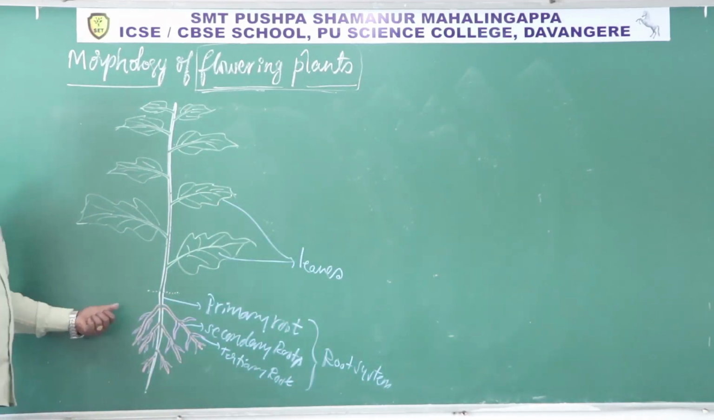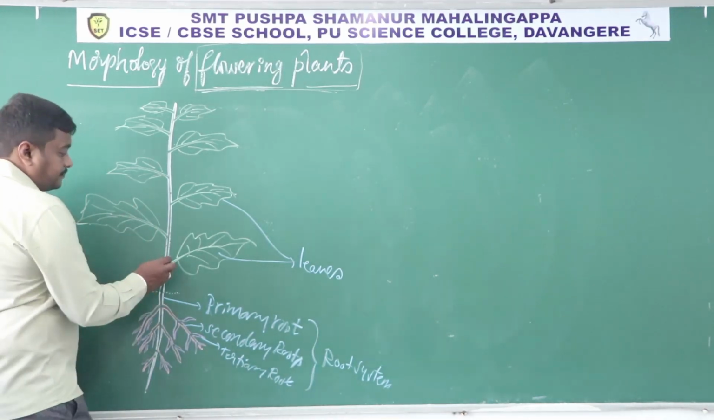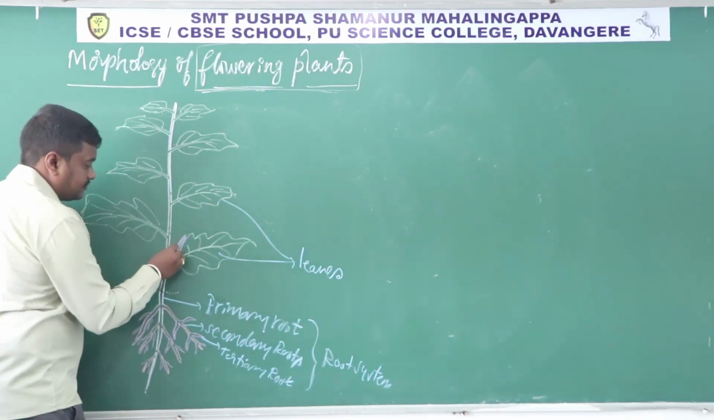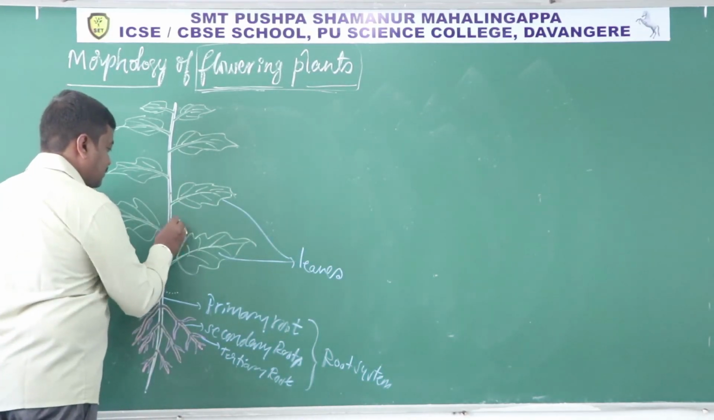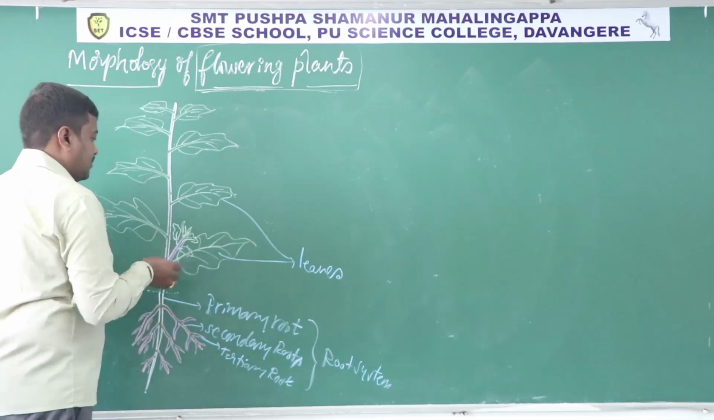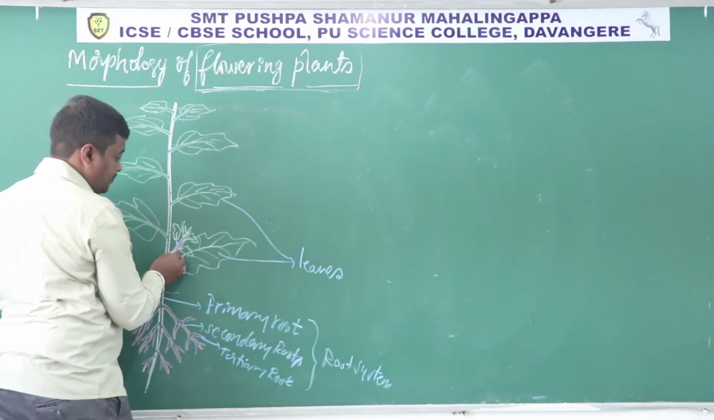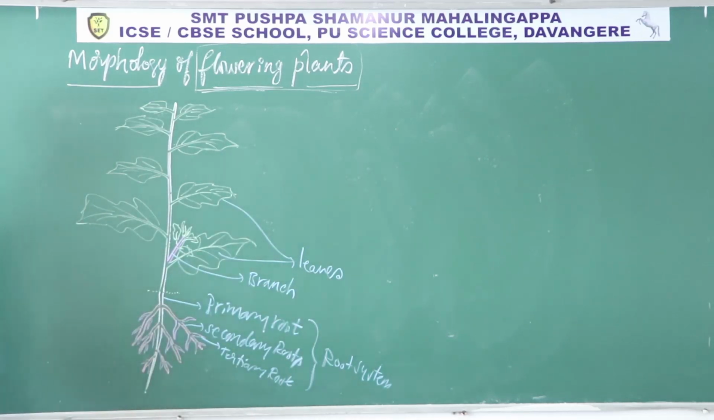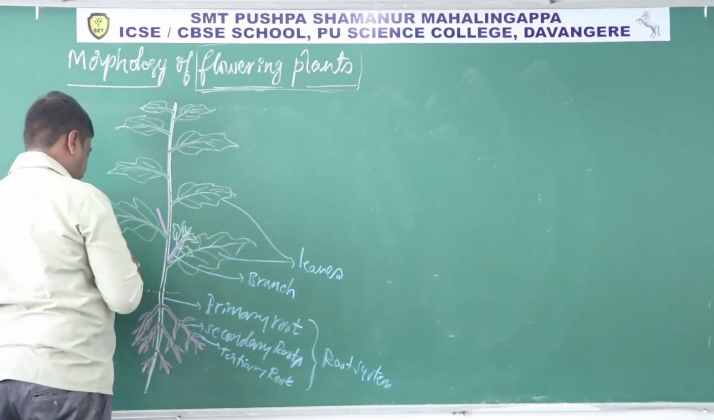Okay, so along with the leaves, you can observe some structures, and these also produce some leaves. Okay, so this structure is the branch. This kind of structure is considered as a branch. Okay, so this branching system could be found.